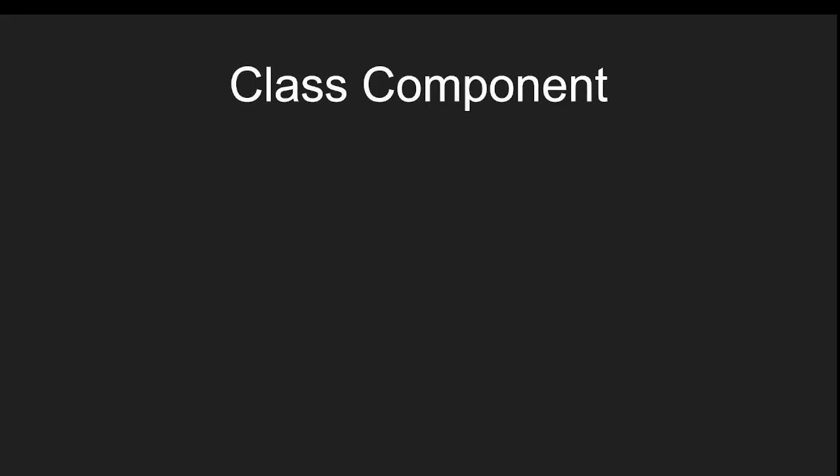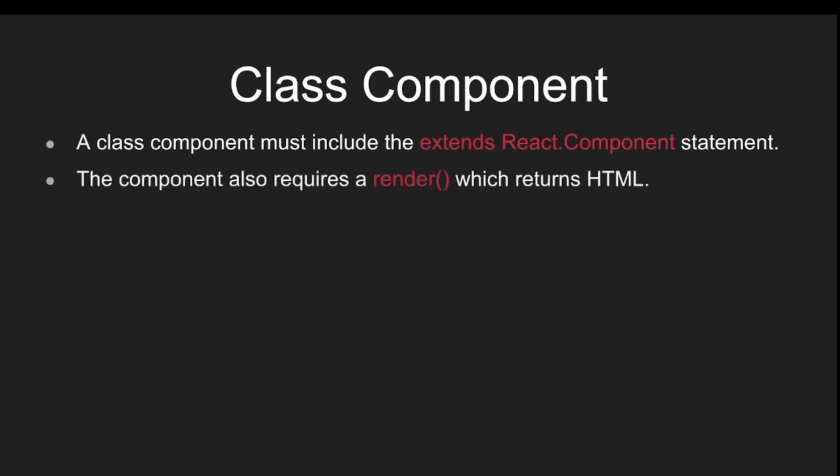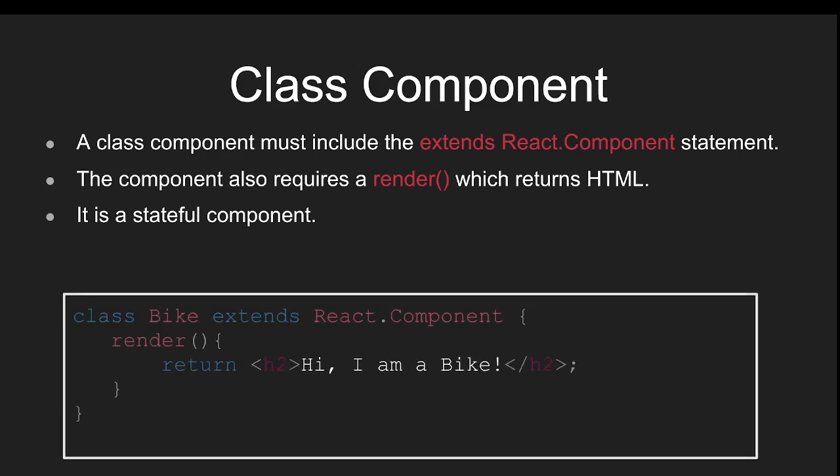Now let's move on to class components. A class component always needs to extend the React Component keyword statement. It also requires a render method, which is very necessary, otherwise the class component will not work. It is a stateful component, so it maintains state, unlike a functional component, which does not maintain state. This is the basic structure of a class component.